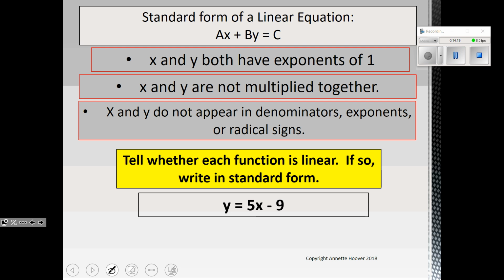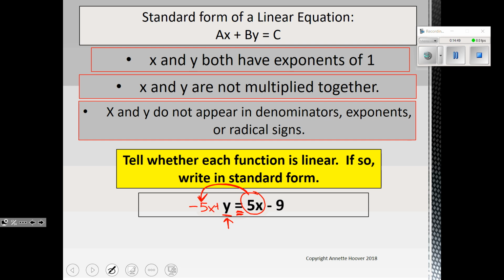And the x and the y do not appear in denominators, exponents, or radical signs, so that is linear. And to make it in standard form, the y is in the correct place because it is on the left side of the equal sign. All we have to do is move the 5x over here to the other side of the equation. Sometimes I call this jumping the fence. I call the equal sign a fence. So if this jumps the fence, you have to change the sign to a negative 5x.